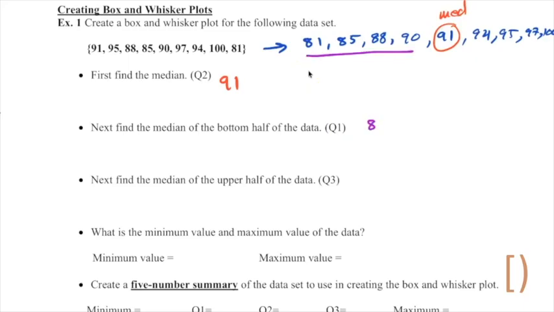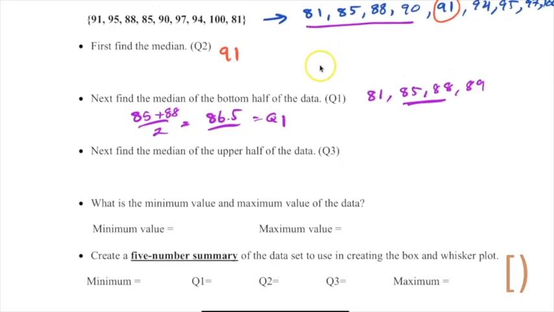So we have to find the median of these guys. 81, 85, 88, and 90. So there's 4 things here. The medians have to be the average of the middle 2. We have to add them up and divide by 2. So 85 plus 88 divided by 2, we're going to get 86.5. So that's our Q1. Now we have to find the median of the upper half of the data.